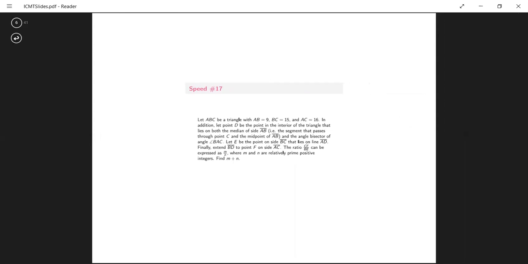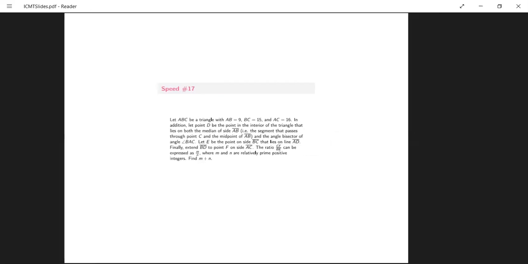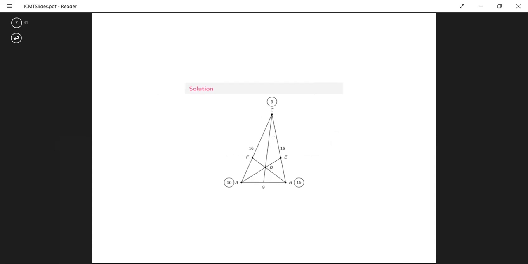Next problem we'll be covering is the 17th problem on the speed round. In this problem, we have a triangle ABC with AB equal to 9, BC equal to 15, and AC equal to 16. And we have point D being an interior point in the triangle such that it lies on both the median of side AB and the angle bisector of BAC. And we have E being the point on side BC that lies on AD. Then finally, we extend BD to point F on AC, and the problem is asking us to find the ratio CF to BE. So if we draw it out, this is the diagram.